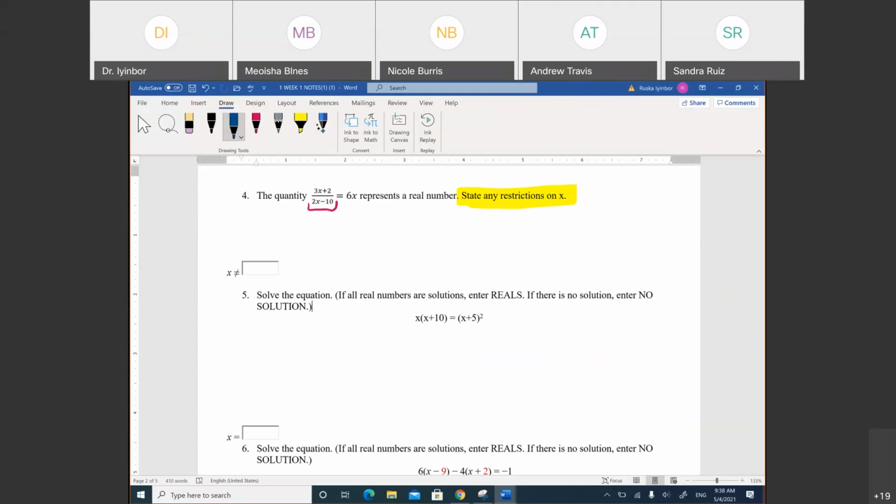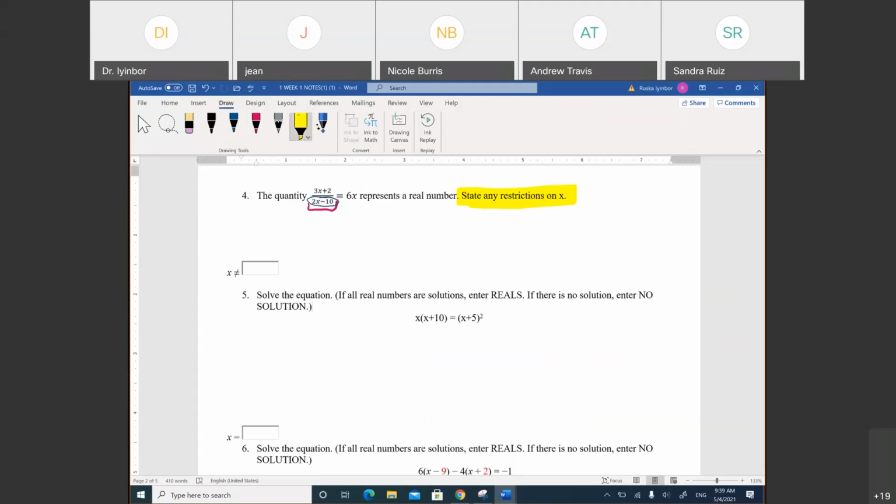So a fraction means division. Can you divide by any number? Can you divide by a negative number? Sure. Can you divide by 0? No. Division by 0 is undefined. So that's the restriction with a fraction. You cannot have 0 in the bottom. You cannot divide by 0.